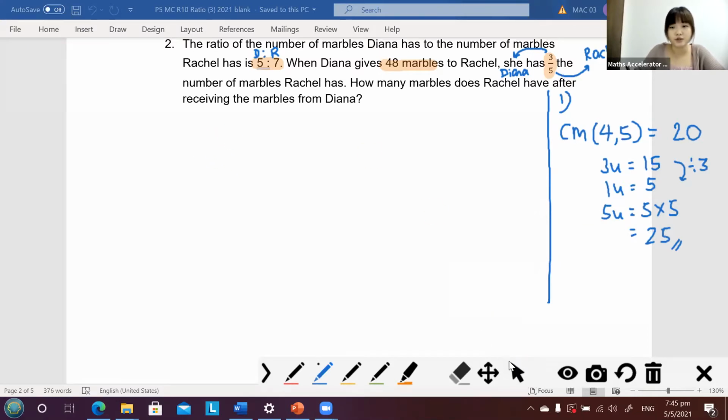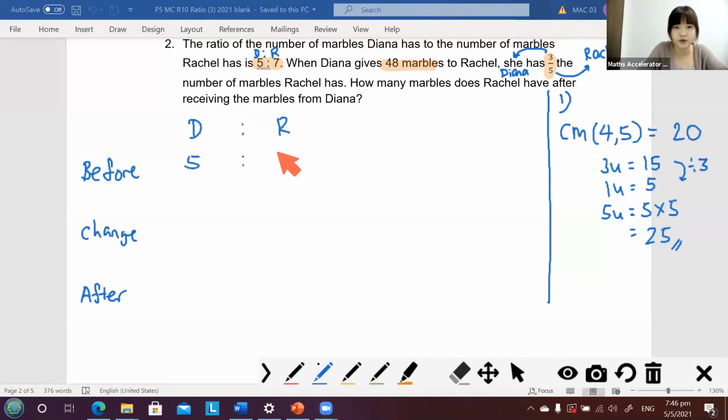So let's put it into our table. We have B4. Leave some space, change. Leave some space and put after. So now we're going to have D to R. Fill in your table. 5 to 7, and we're going to have 3 to 5 at the end. So don't panic if you see a fraction, you can also change it to a ratio.